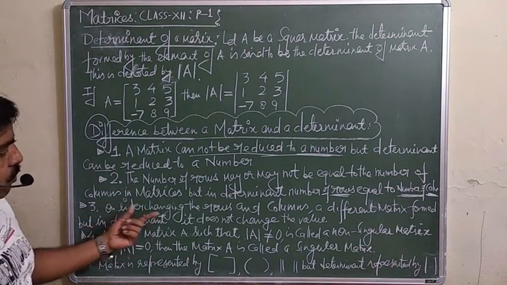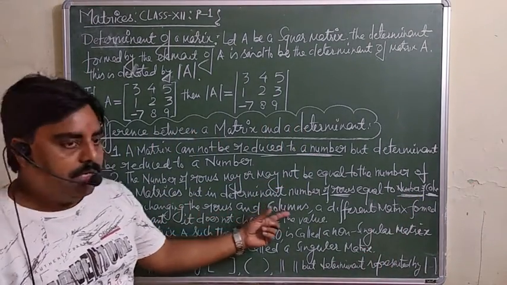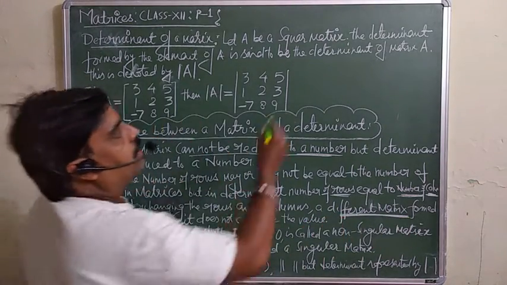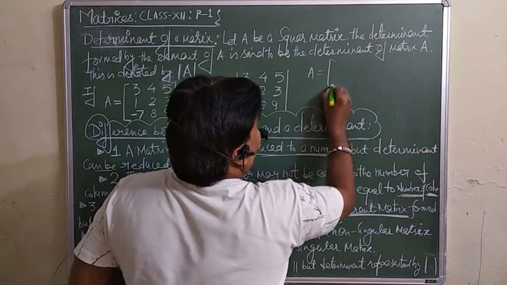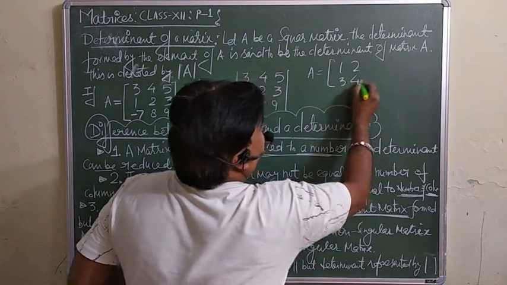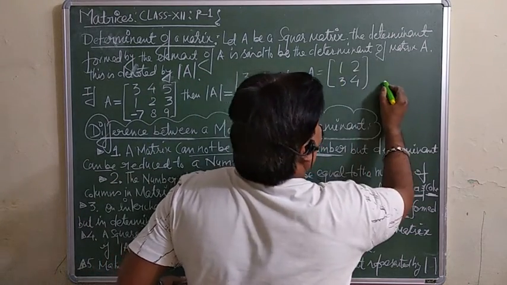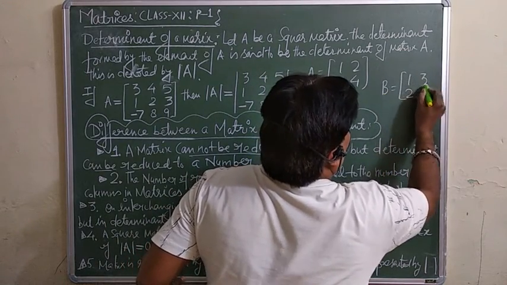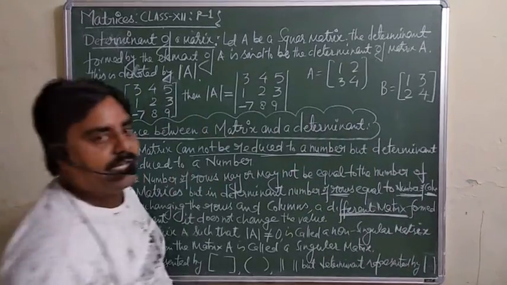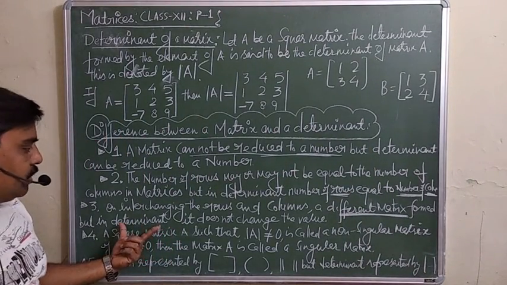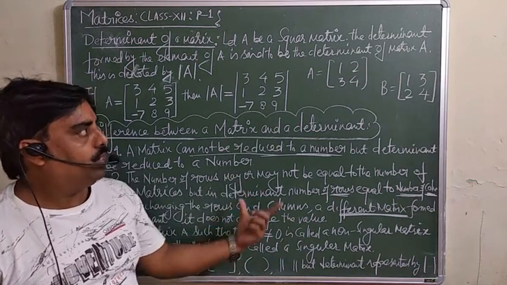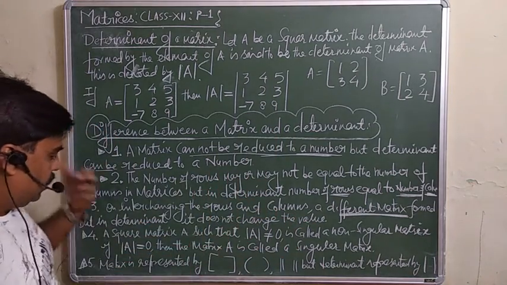Third one, if you interchange the rows and columns, you will get a different matrix. Suppose there is a matrix 1 2 3 4 you are taking, and you are going to change this one, then you will get another matrix, so you are getting different matrices. But in the case of a determinant, it does not change the value. The value is not going to change if you interchange the rows and columns.